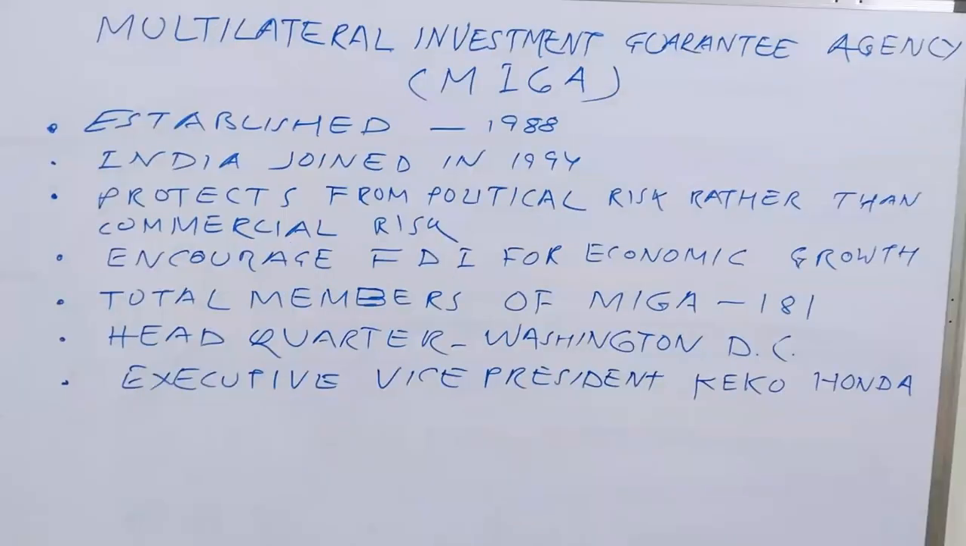Now let's discuss the Multilateral Investment Guarantee Agency. MIGA was established in 1988. India joined it in 1994. It protects from political risk rather than commercial risk. It provides insurance facilities in case of political risk occurrence.